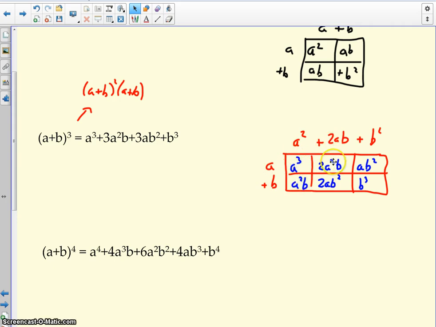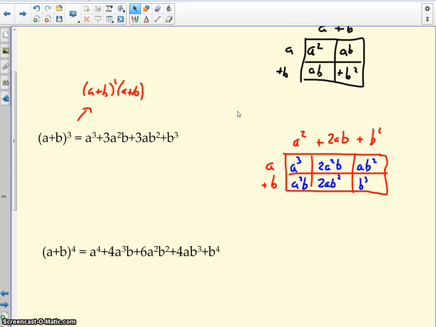So we get a cubed. Remember, you have a times 2ab, that's 2a squared b, ab squared, a squared b, 2ab squared, b cubed. And again, watching your like terms when you put them together, make sure that if you're going to combine them, they have the same exponents in each of the variables. So when you simplify, you wind up getting a cubed plus 3a squared b plus 3ab squared plus b cubed.